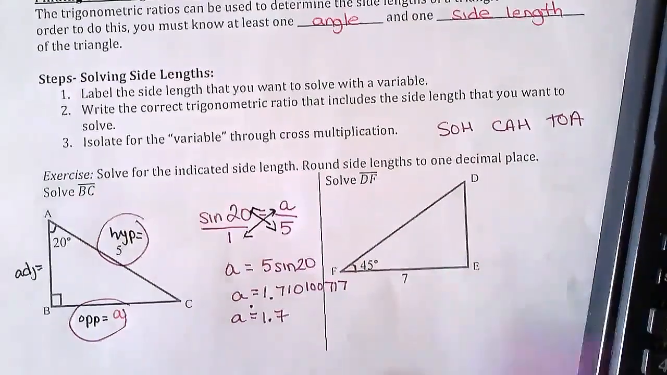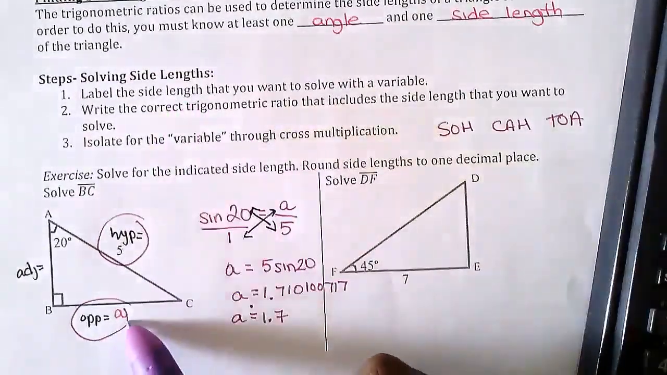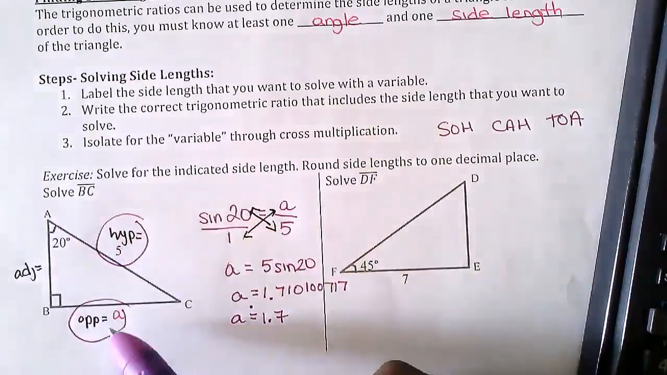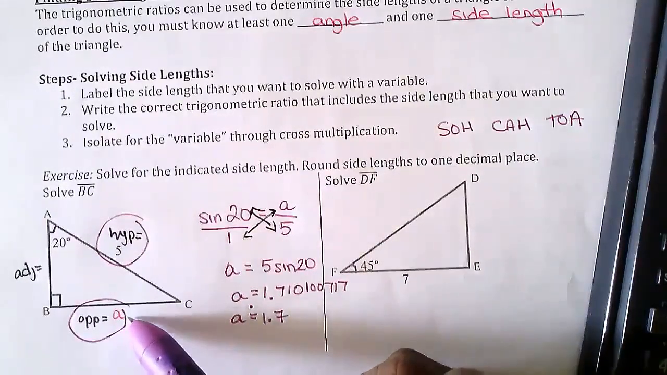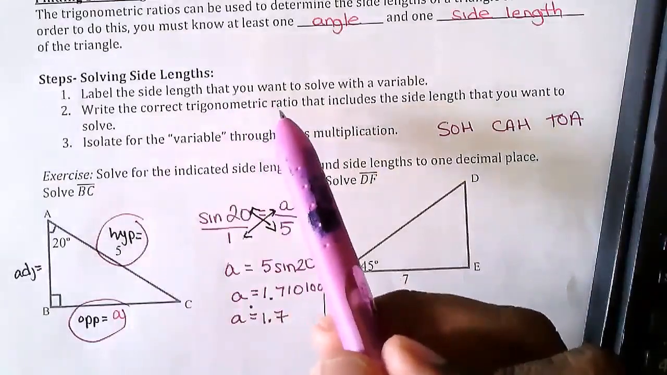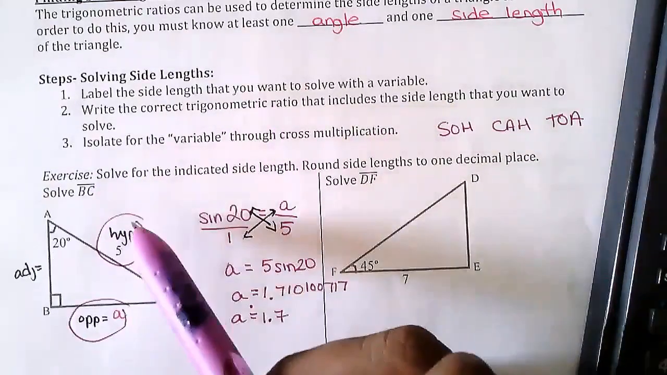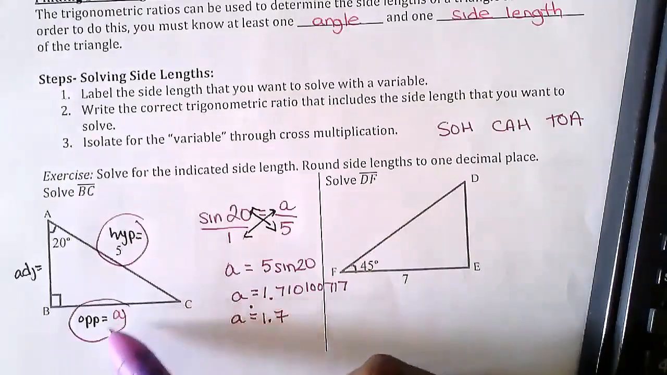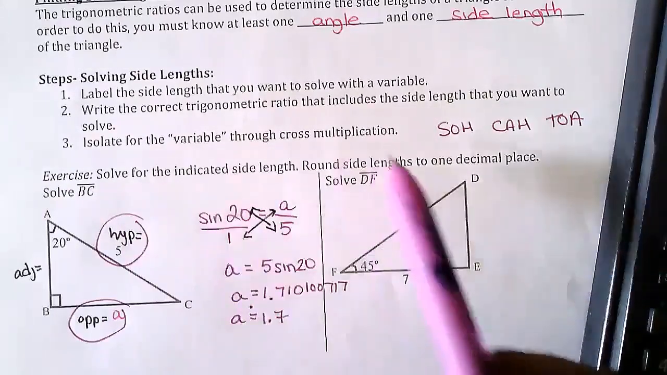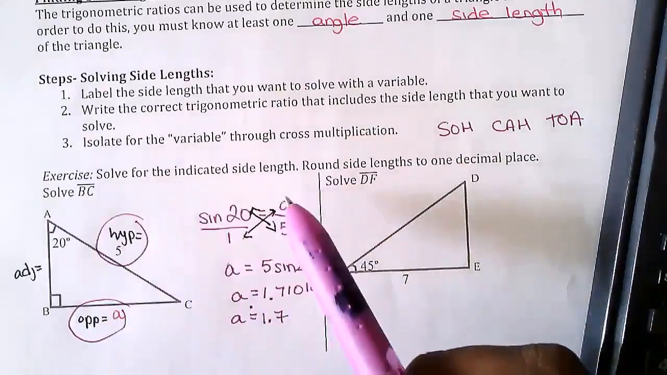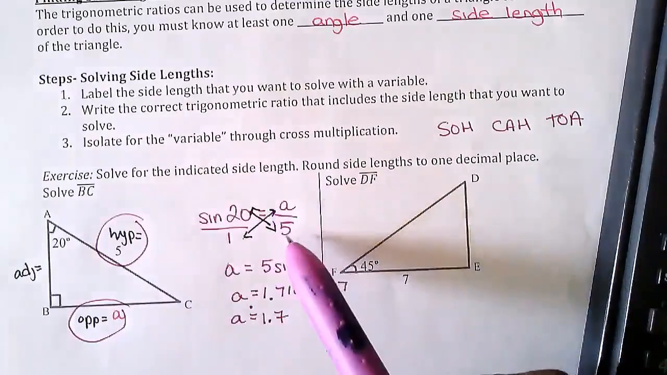So what we did was we labeled the side length we wanted to solve for using the rules we've already learned. This is capital A, the opposite side length should be lowercase a. Then we created the trig ratio with the side length that we want to solve for. So we were given the hypotenuse here. We wanted to solve for the opposite, so we made a sine ratio, which is opposite over hypotenuse. So sine 20 is equal to a, the opposite, divided by 5.